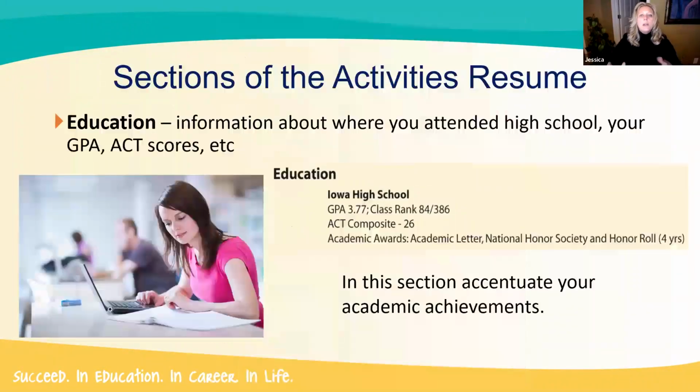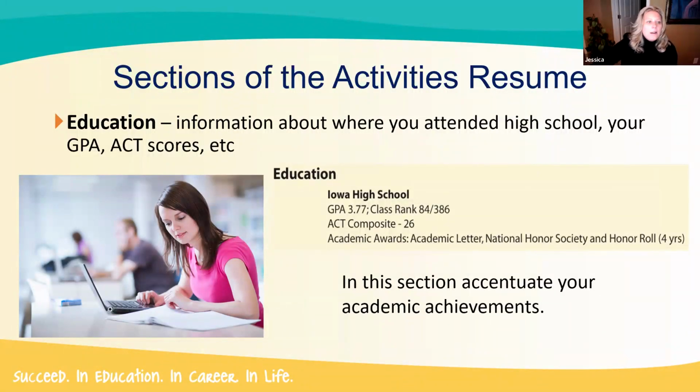So let's start talking about the sections of the activities resume. Break down each section basically. So the first section will be the education component. Now the education section is information about, of course, where you attended high school, and your GPA, ACT scores, extracurricular activity, things like that.